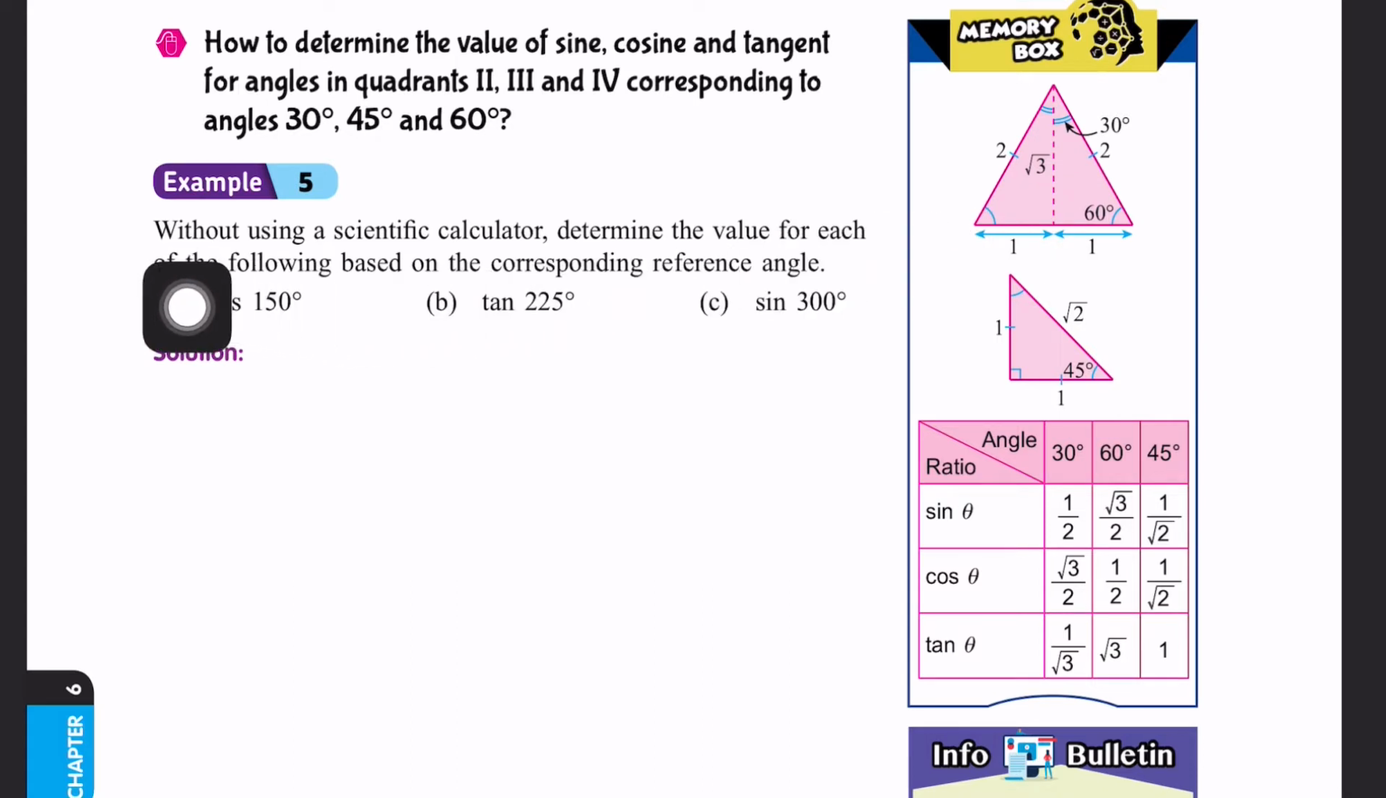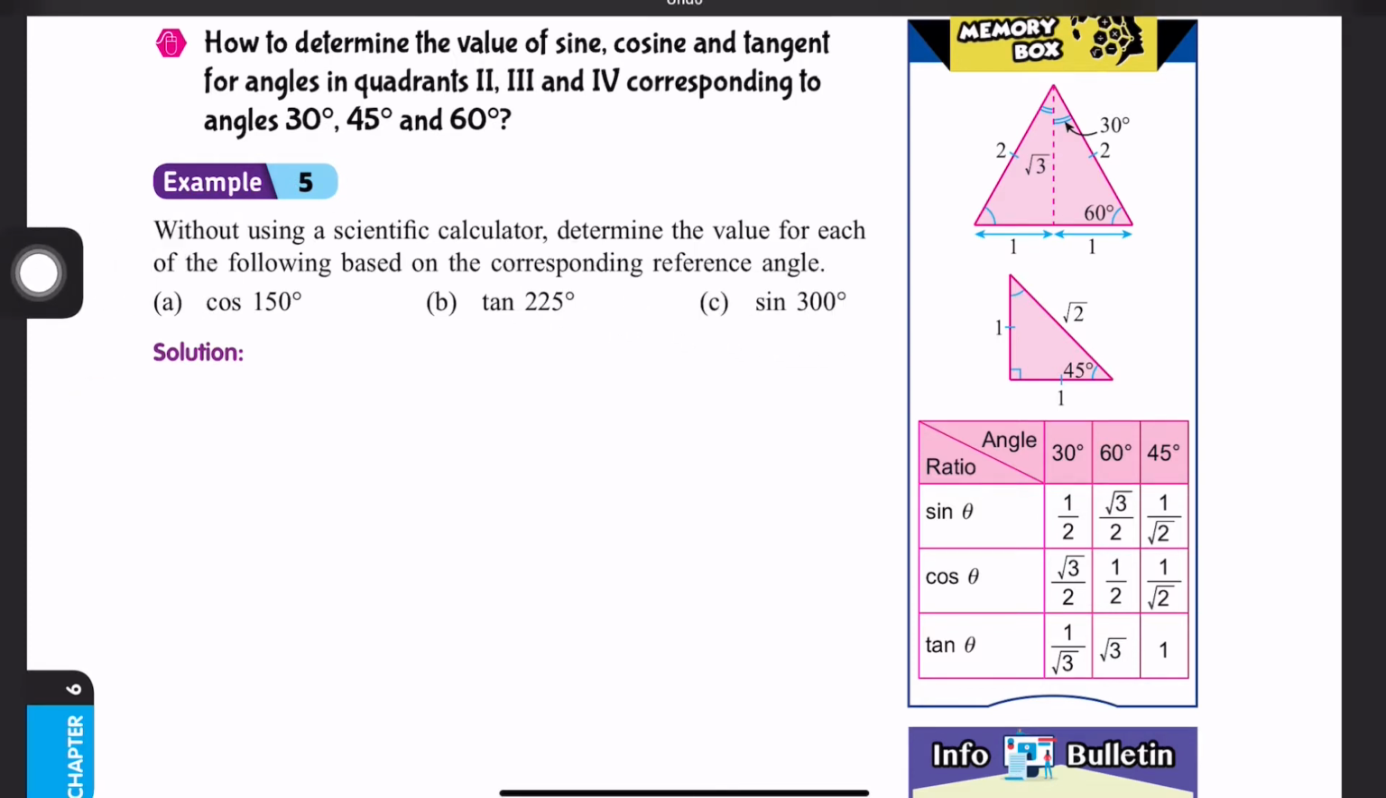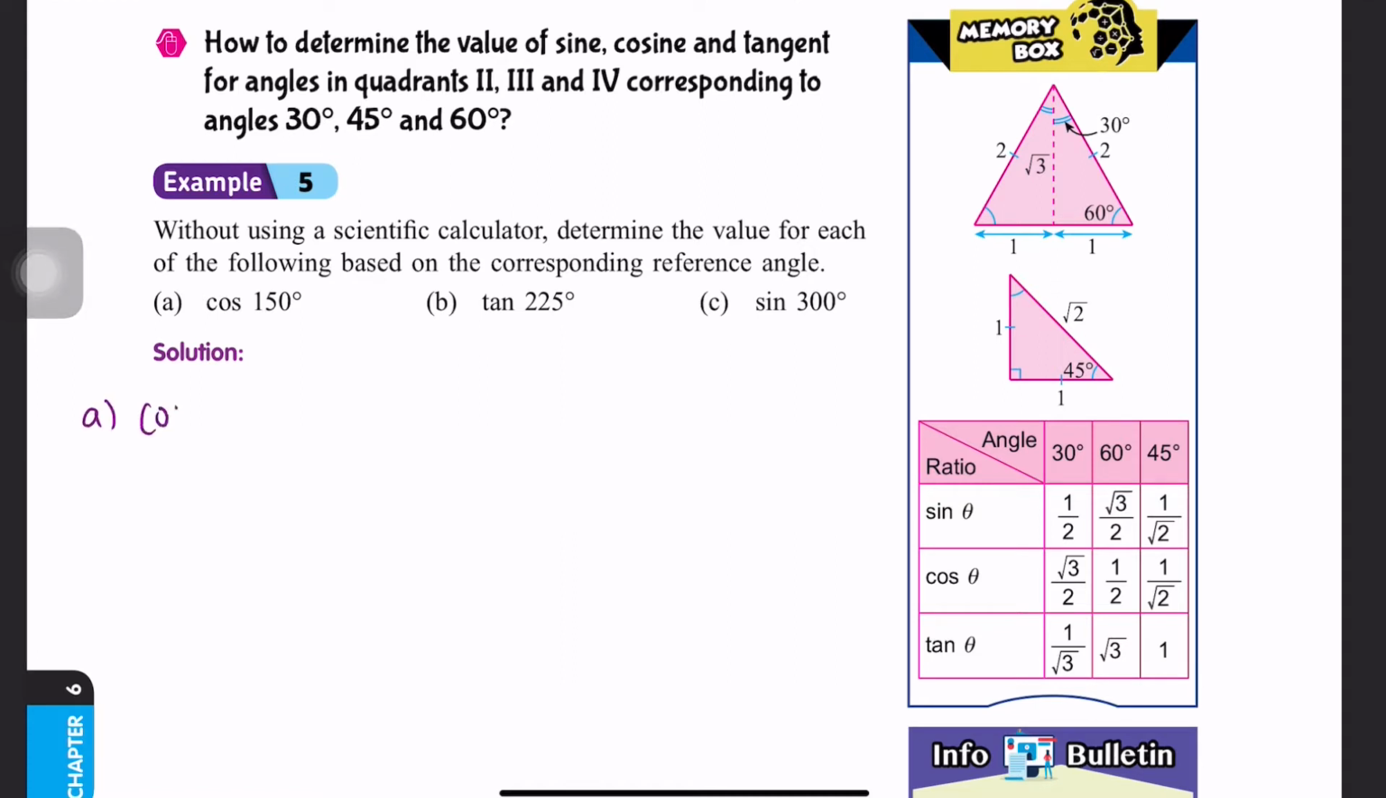Okay, let's try example 5. Without using a scientific calculator, determine the value for each of the following based on corresponding reference angle. A, we have cos 150. Now 150 falls in which quadrant? So this 150 is in second quadrant. Ingat tu, Q2. So second quadrant.